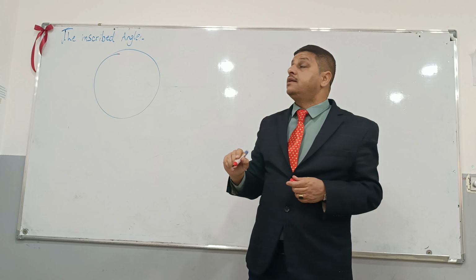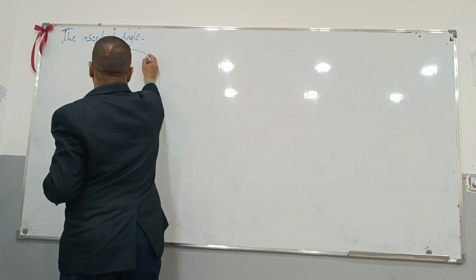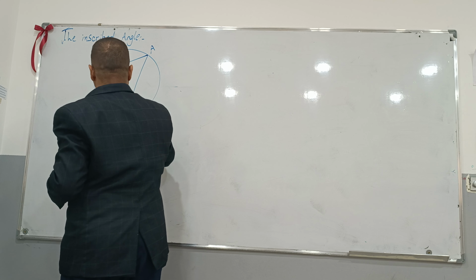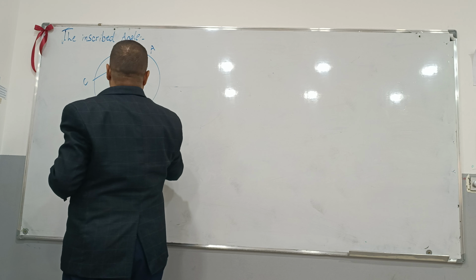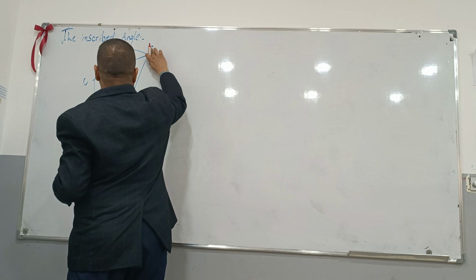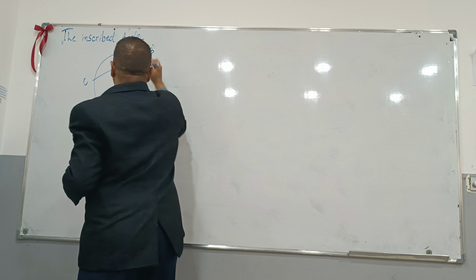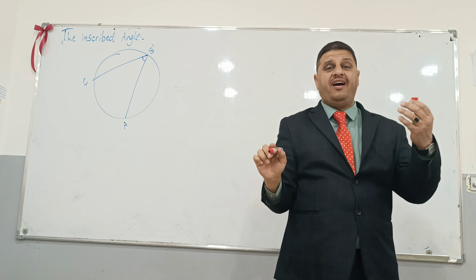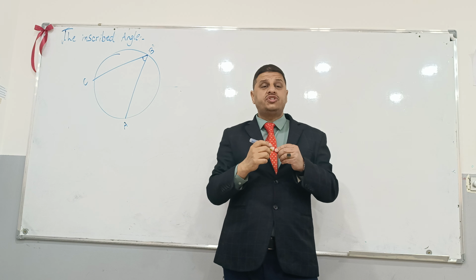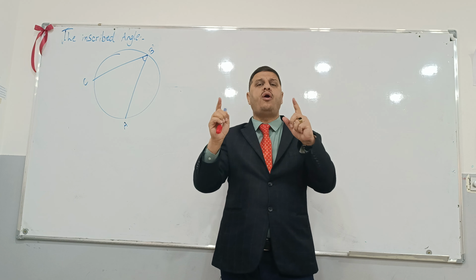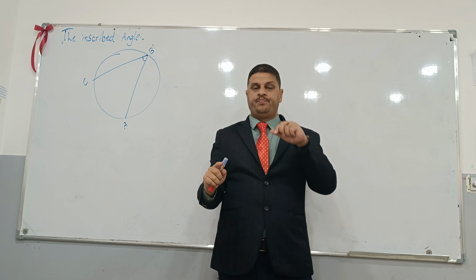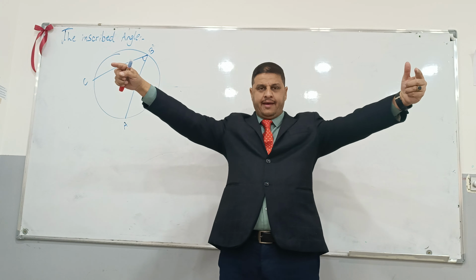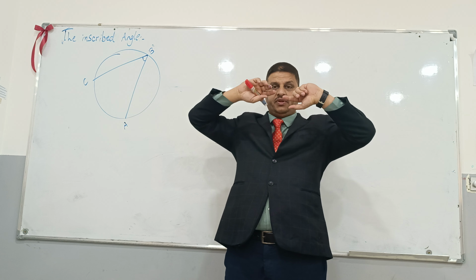الزاوية المحيطية. It is an angle in the circle. Let's take A, B, C. Here is the inscribed angle. He defines it: it is the angle whose vertex is a point on the circle, and its two sides are chords in the circle. Okay?